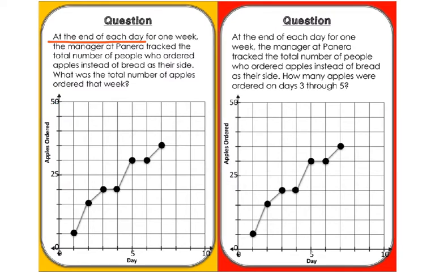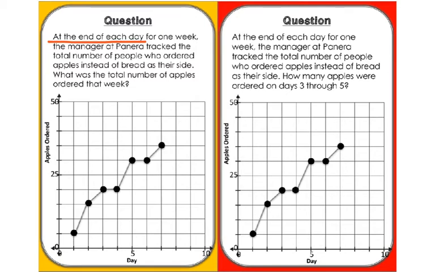So let's take a look first at our scale. Down here we have days, so this is going by 1, 2, 3, 4, 5, 6, 7. So we've got the week here. And now we need to look at the scale here. This looks like we've got 25 here, so it's probably going up by 5. So let's just confirm: 5, 10, 15, 20, 25. So our total number of apples ordered is going up by 25.